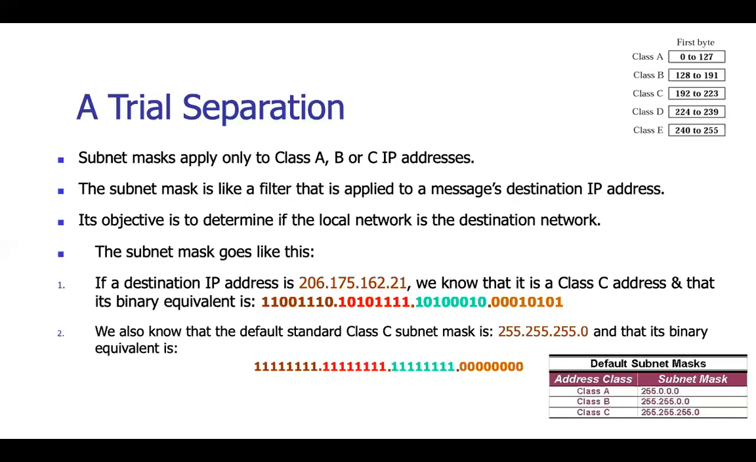So this is the standard subnet mask for class C. This value is fixed. But you can change it to binary notation. So 255 will become 8 bits of 1, dot 255, another 8 bits of 1, 255, another 8 bits of 1, and 0 is 8 bits of 0.